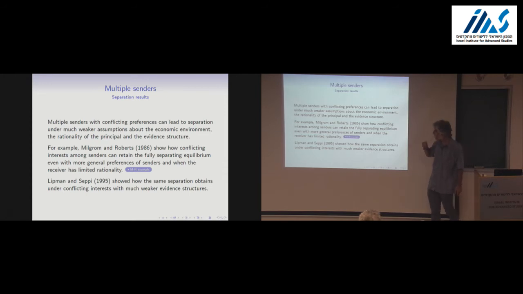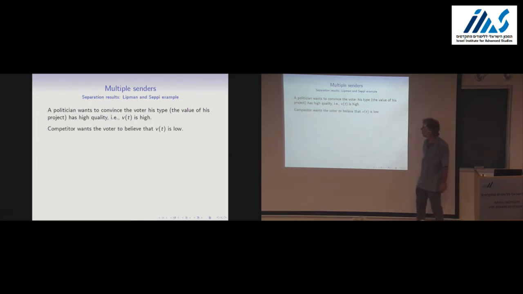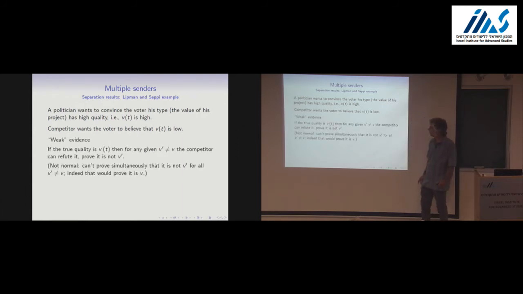Bart Lipman and Duane Seppi, in the paper I mentioned before, which introduced the notion of normality under a different name that I'm not remembering right now, showed that you can get it under different evidence structures. So here the focus was, let's change the preferences and let's change the rationality. Here the focus was, let's consider different evidence structures. To give an example of the latter, consider a politician who wants to convince the voter that his type is high, V of t is high. Okay? The competitor, the challenger, wants the voter to believe that V of t is low.